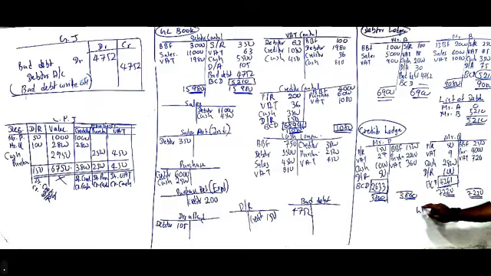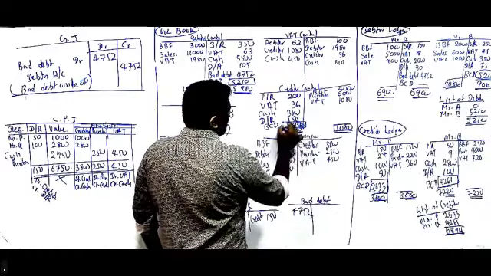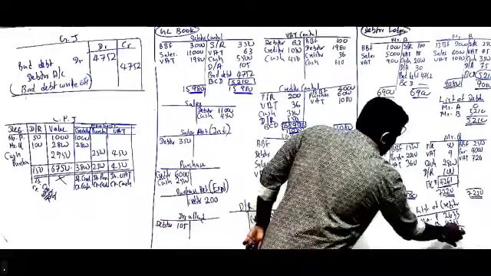Now prepare the list of creditors. Mr. P 2633, Mr. Q 4261. What's the total that you are getting? 6894. You should get 6894. So the creditor control account BCD balance is 6894, and the individual accounts total is also 6894.